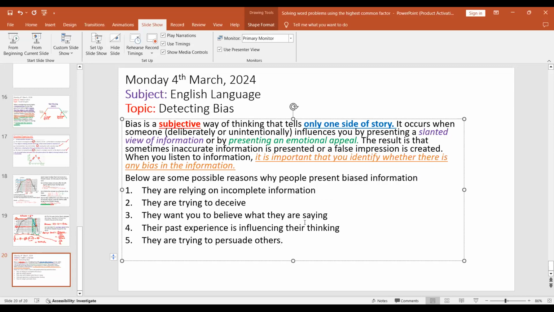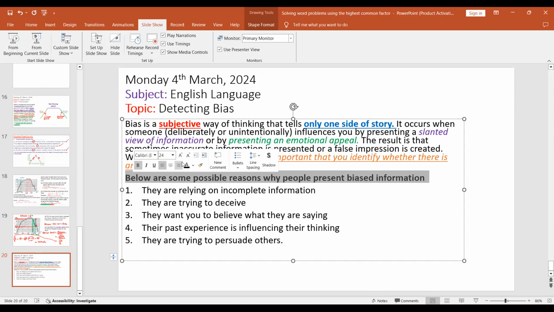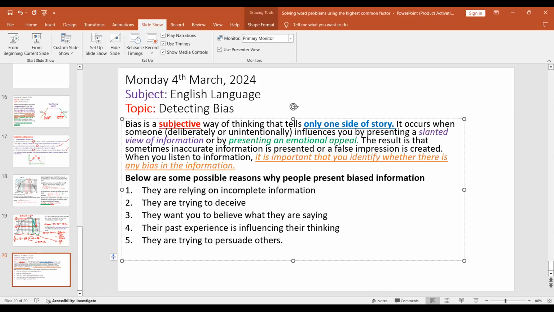So that's why people present biased information. They present biased information either because they are relying on incomplete information, they are probably trying to deceive someone, they want you to believe what they're saying, they have past experiences that validate their convictions and they are imposing that on you. And then number 5, they are trying to persuade others. All right.